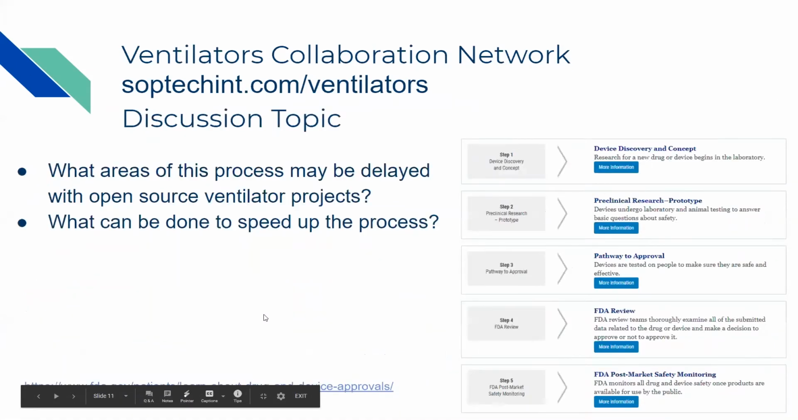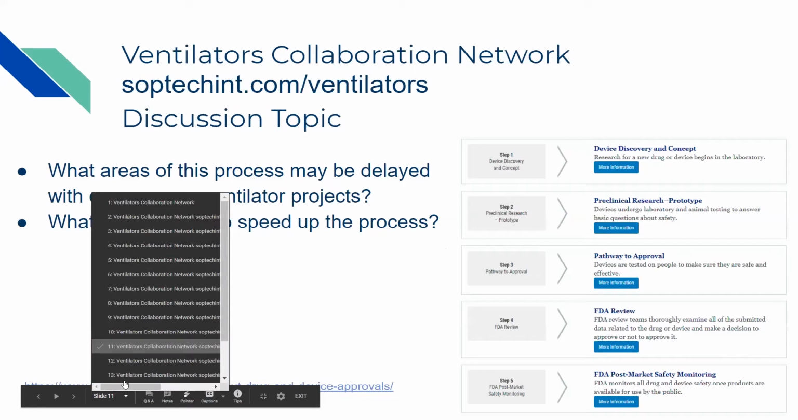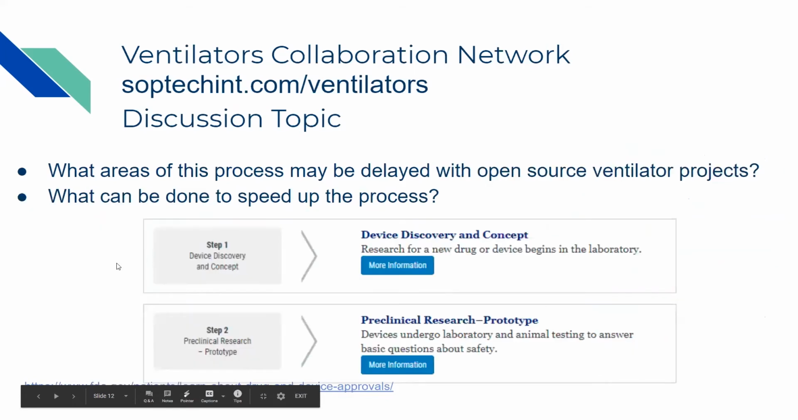Okay. So here are some discussion topics, and this process that you see on the right is a very high level device approval and development process from the Food and Drug Administration in the United States. But I think it might be good for us to review and, at a very high level, discuss some of these steps so we can identify where some points are where open source projects might be delayed, and also what can be done to speed up the project.